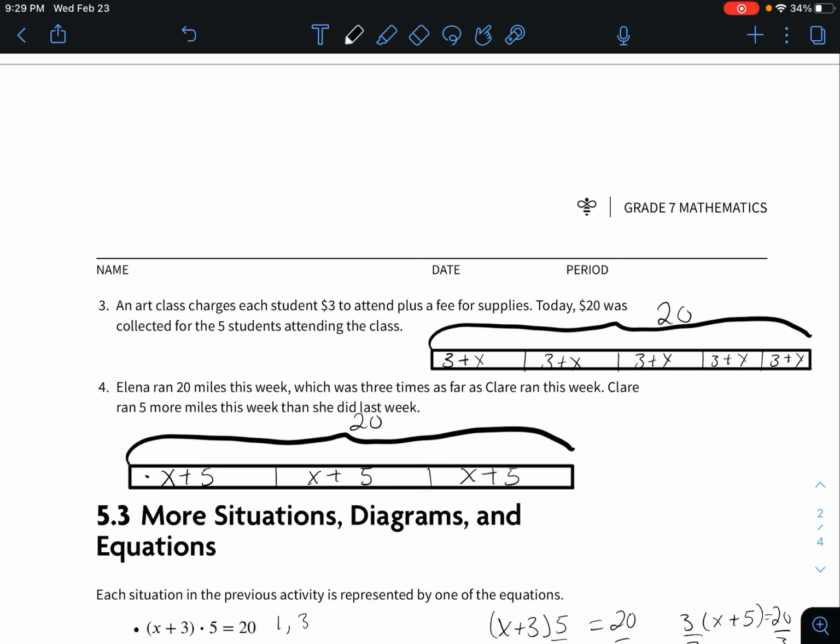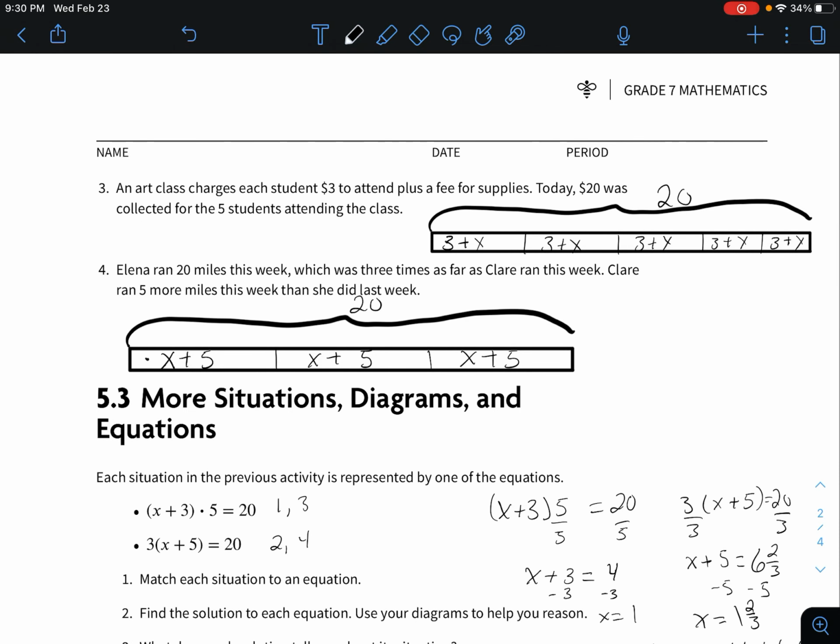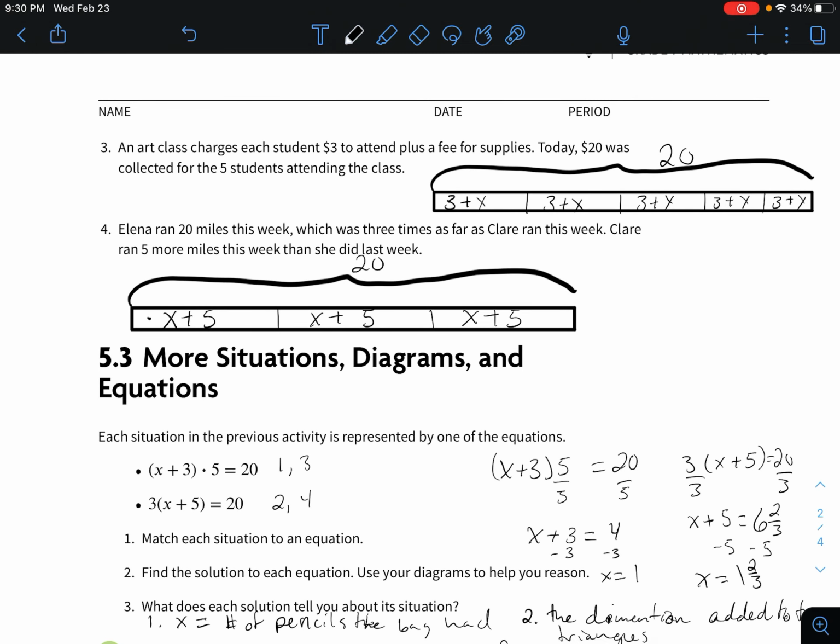Okay, and then since Elena ran 3 times that, well, we know that Claire ran X plus 5 miles. And so 3 times that, there should be 3 boxes, and each one is X plus 5. So the miles she ran last week plus the 5 more that she ran the second week. All right, and that one is probably one where the wording is just a little tricky.